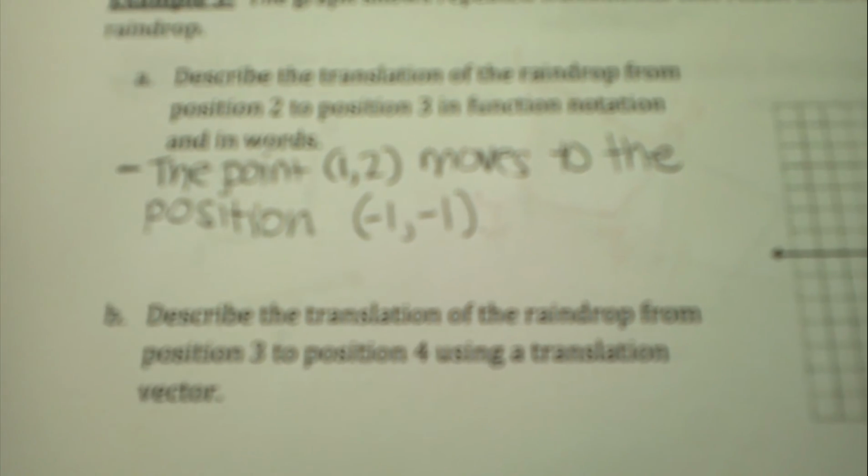Letter A says describe the raindrop from position 2 to position 3. So here's the raindrop at position 2. It's at the point 1, 2. And it moves down here to the point -1, -1. So that's what we're going to say. The point 1, 2 moves to the position -1, -1. There's the first part of that question.